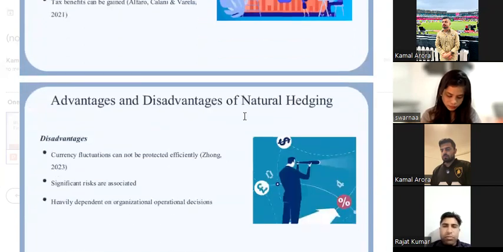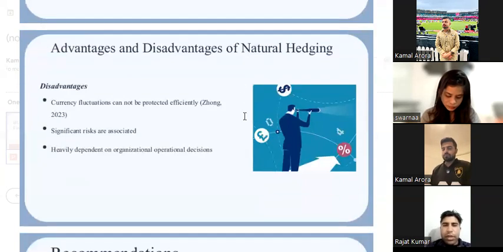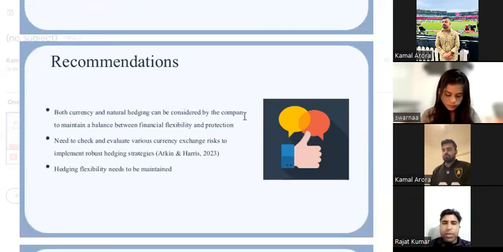Now I'm going to discuss natural hedging. First, the disadvantages. Currency fluctuation cannot be protected efficiently. Significant risks are associated. Then it is heavily dependent on organization operation decision. Now the recommendation for the following case. Both currency and natural hedging can be considered by the company to maintain a balance between financial flexibility and protection. Need to check and evaluate various currency exchange risks to implement robust hedging strategies as discussed in Atkin and Harris 2023. Hedging flexibility needs to be maintained.